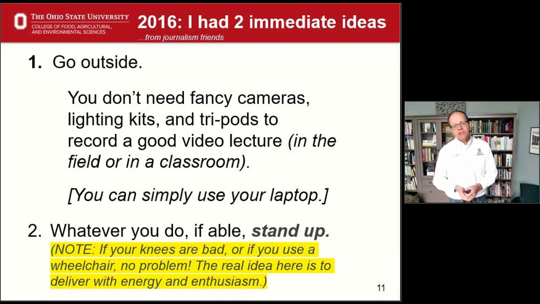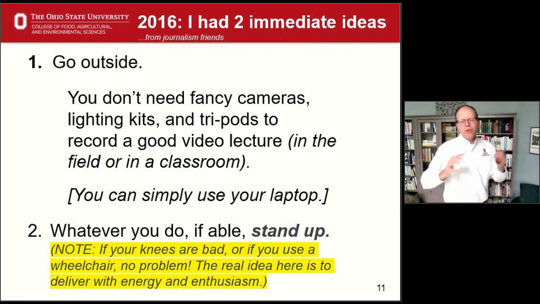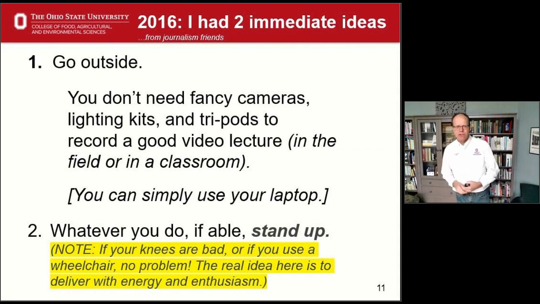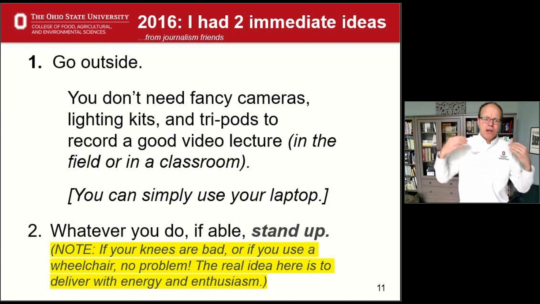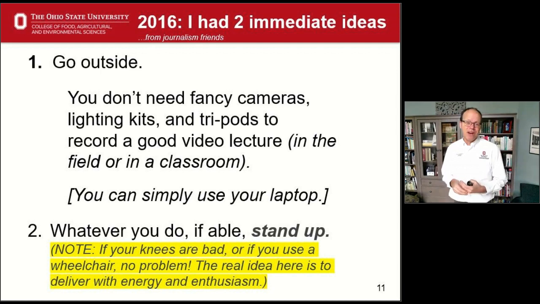So, back in 2016, I had two immediate ideas. And this came from hanging out with journalists back years ago. Number one, get outside. You don't need fancy cameras and lighting kits and tripods and all that sort of thing. I'll show you some examples here in just a couple of minutes. You can film a great video lecture simply by using your laptop. I'm in my home office, library, laptop sitting on a ladder so that I can stand up to deliver this. Yes, I'm violating the cardinal rule of not being outside, but it's been raining and I wanted to get this done quickly.